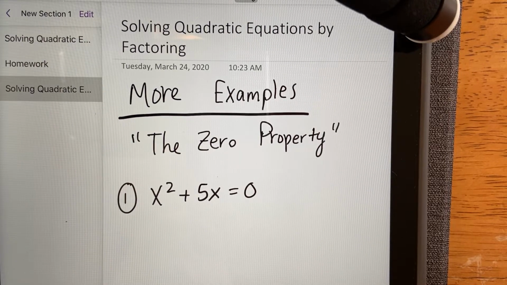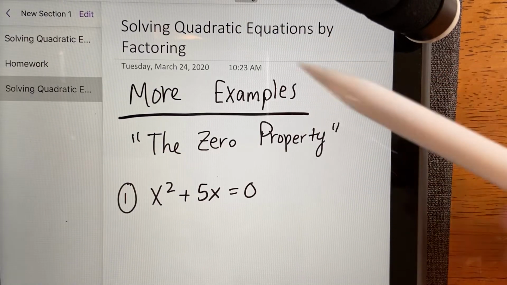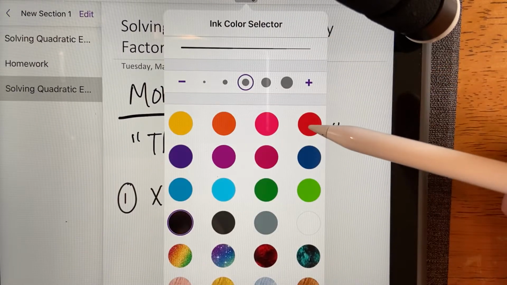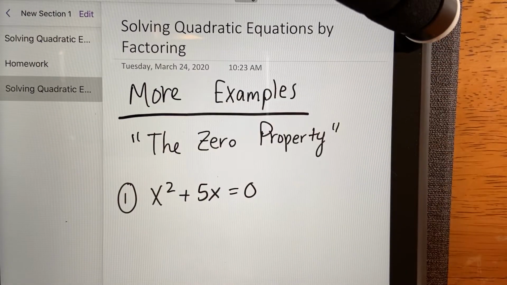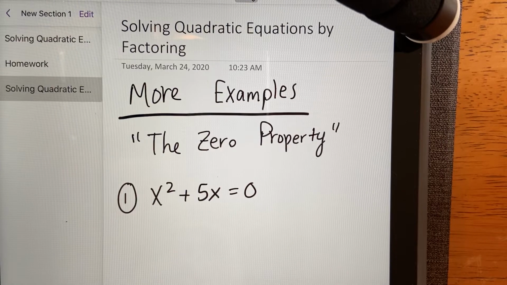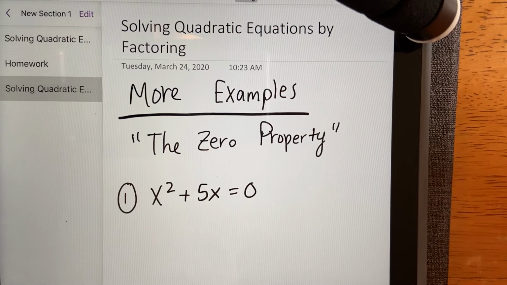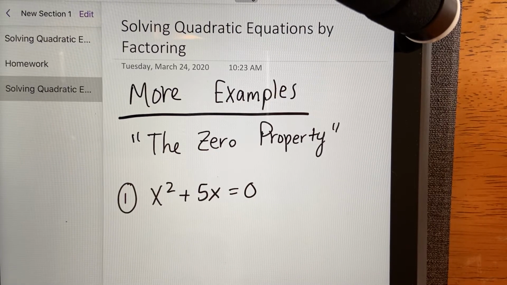Hey guys, I've had a lot of questions after yesterday's video, just about exactly what we are doing. Maybe the graph at the beginning of the video kind of scared you away, but I'm just going to break down some more examples to help you complete the homework problems.